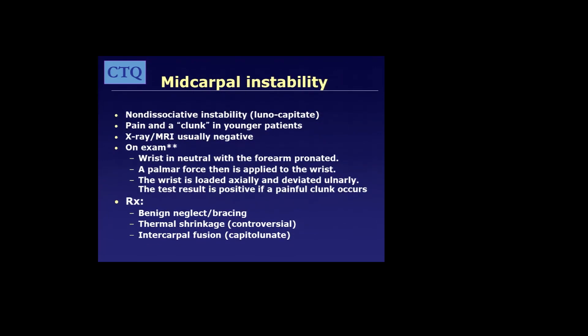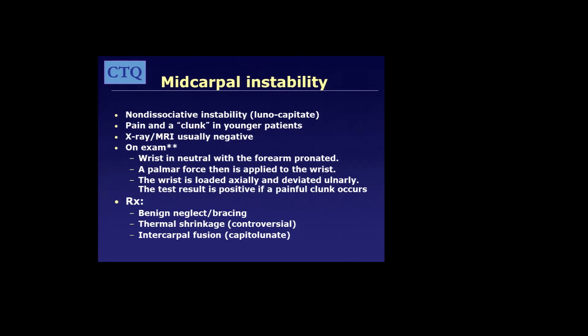Midcarpal instability is a non-dissociative type of instability. Basically, it reflects instability of the proximal aspect of the capitate on the lunate. Patients are typically young, ligamentously lax. They typically complain of a clunk when they move their wrist from ulnar to radial deviation. On examination, if you place the wrist in neutral with the forearm pronated and you apply stress on the joint, as you go from radial to ulnar deviation, you will feel a clunk, and that clunk is really the subluxation of the capitate head on the lunate.